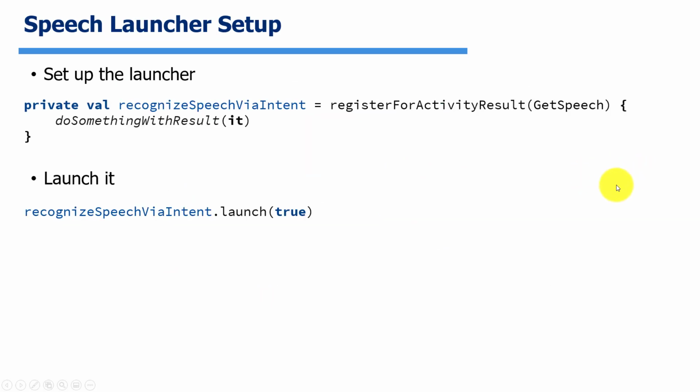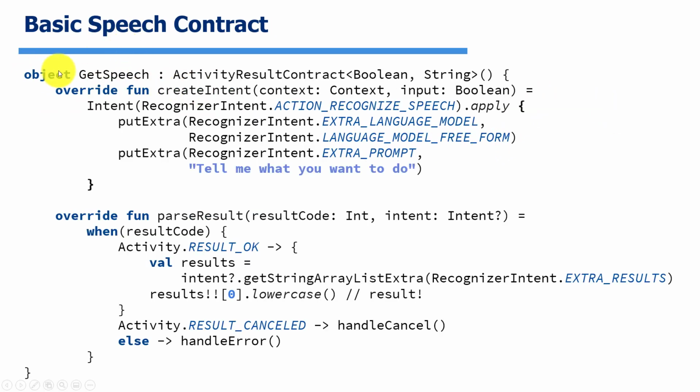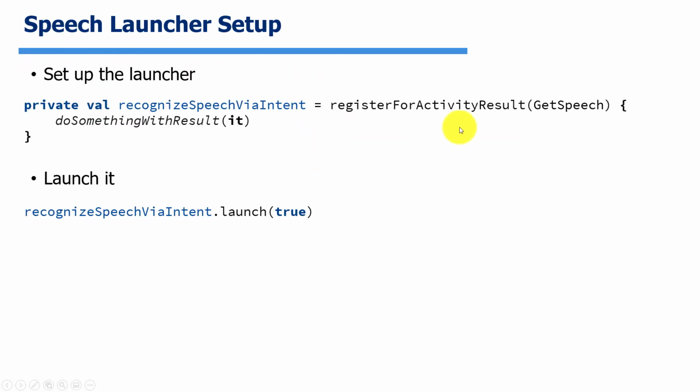In order to actually launch that, we're going to call register for activity result, passing in that object that we defined. So the contract we defined here, I made it an object because I don't need to have different instances of him. And so I can just pass that in saying I want to register for activity result. And then this function down here is being passed in to handle that result coming in.